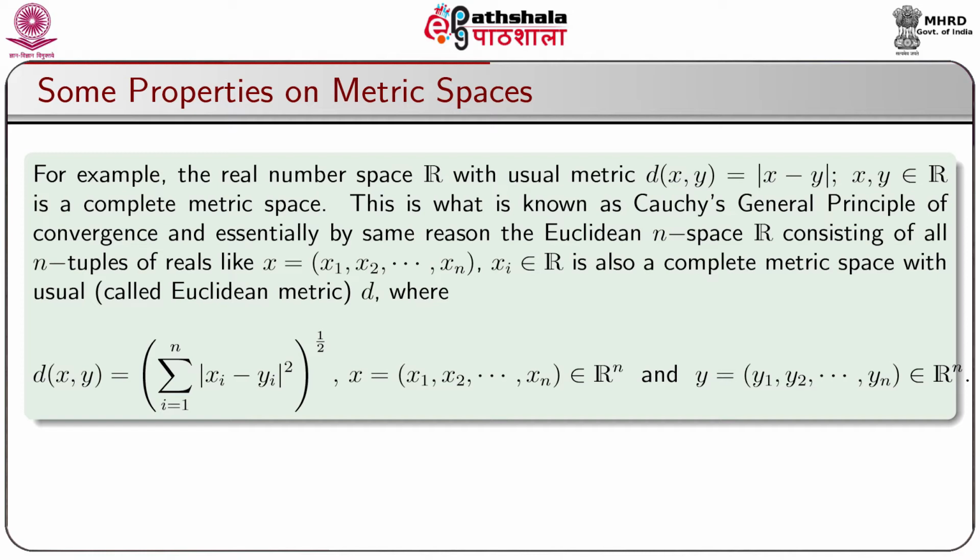Essentially by the same reason, the Euclidean n-space R^n, consisting of all n-tuples of reals like x equal to (x1, x2, ..., xn), where xi belongs to R, is also a complete metric space with the usual, so-called Euclidean metric d, where d(x, y) is equal to the sum from i equal to 1 to n of modulus of xi minus yi squared, to the power half, where x is the n-tuple (x1, x2, ..., xn) belonging to R^n and y equal to (y1, y2, ..., yn) belongs to R^n.